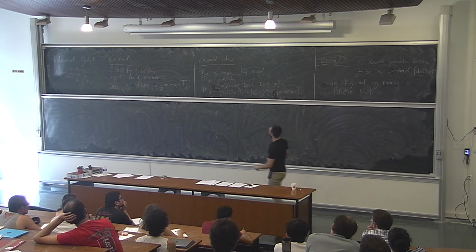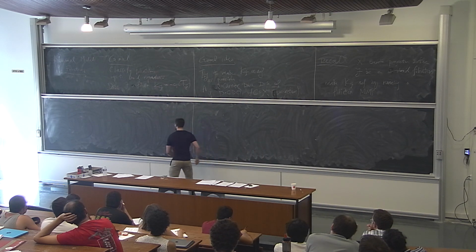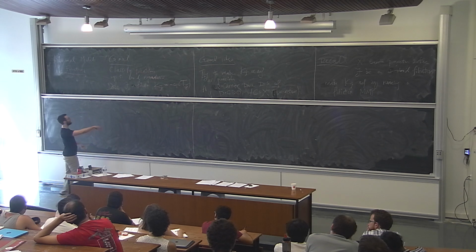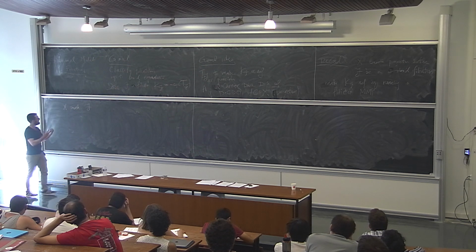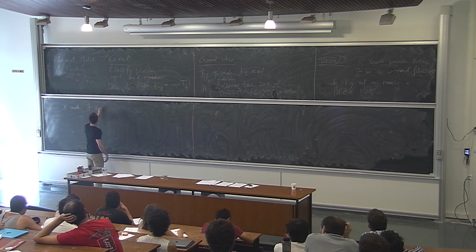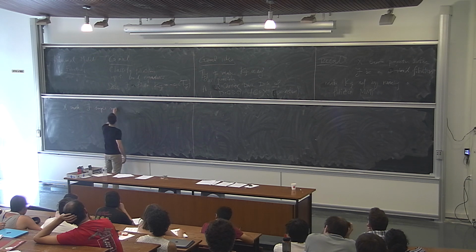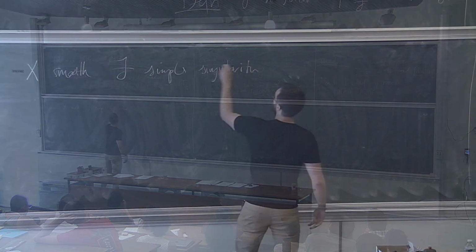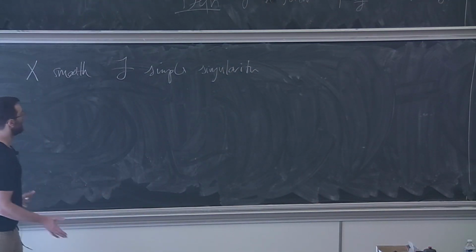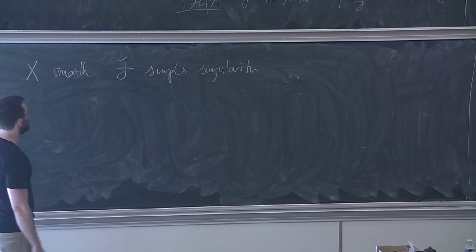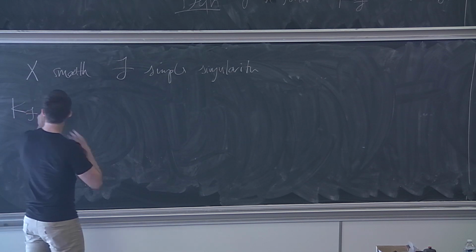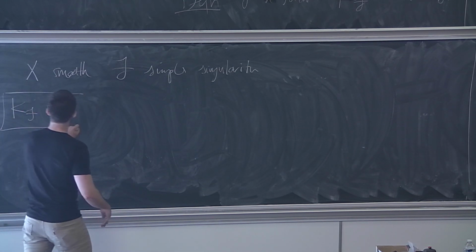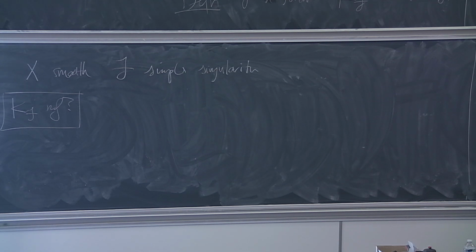Here's how we do it. We have a smooth projective surface, so X is smooth of dimension 2, and F starts off having simple singularities, or Seidenberg type singularities. This is a mild class of foliation singularities, maybe the nicest class. And we ask ourselves: is K_F nef? This should look familiar to what Carolina was talking about a few days ago.